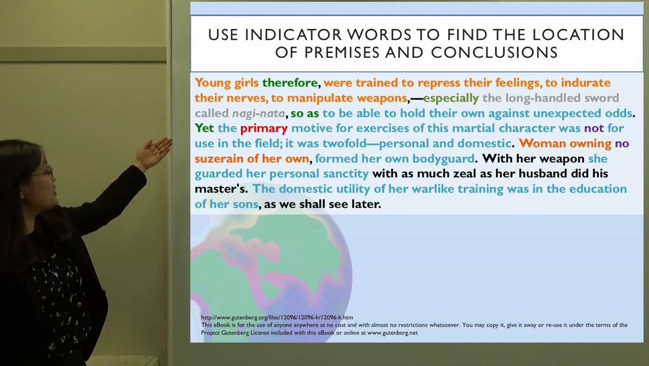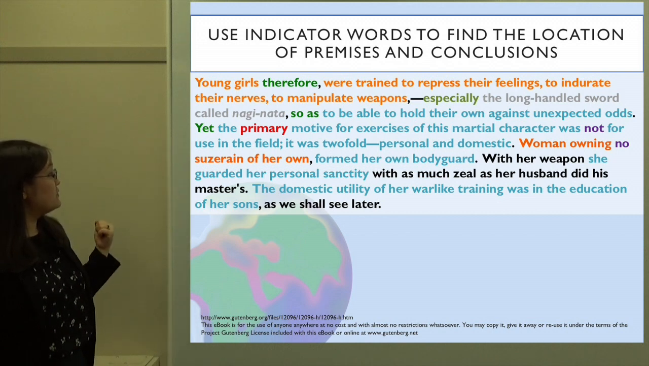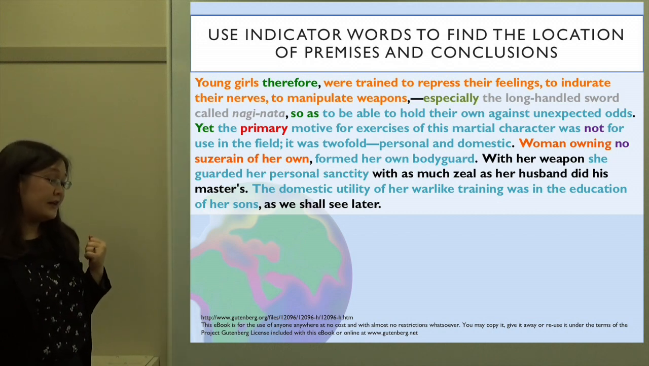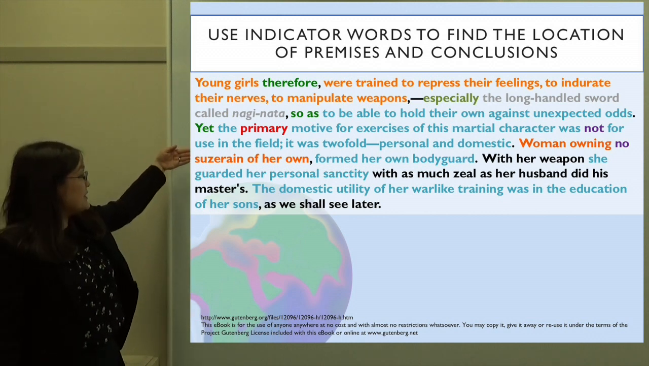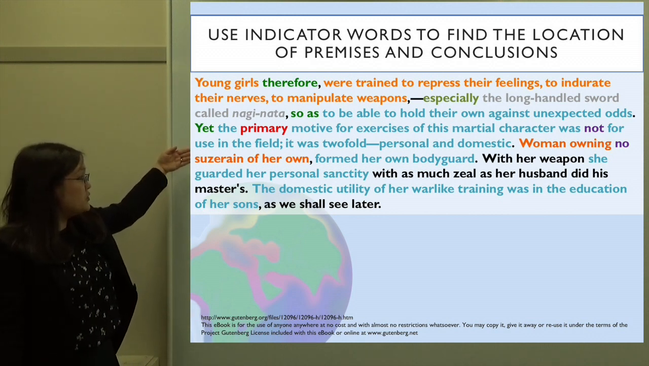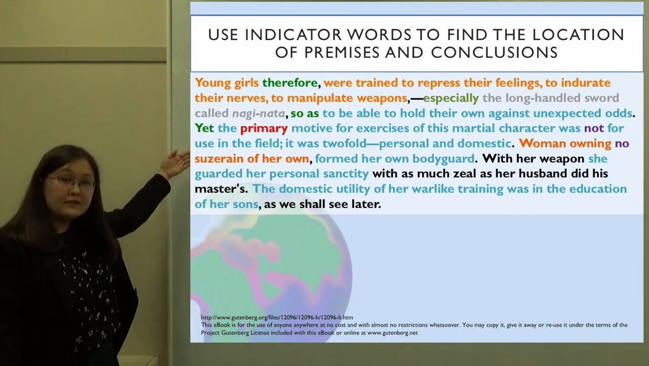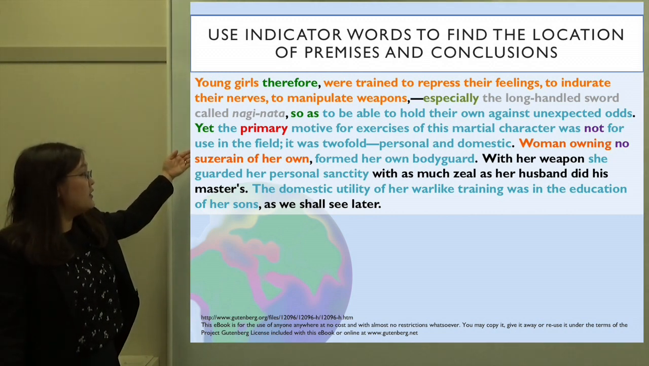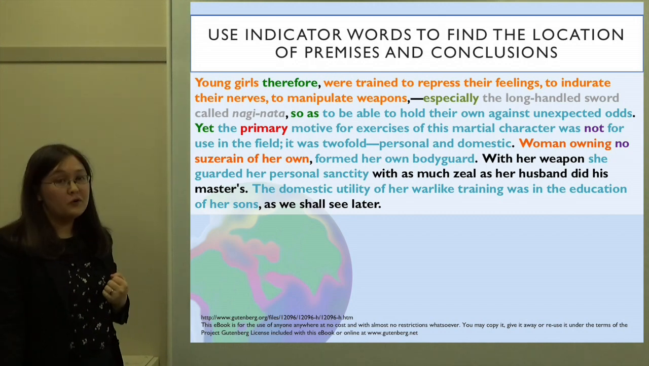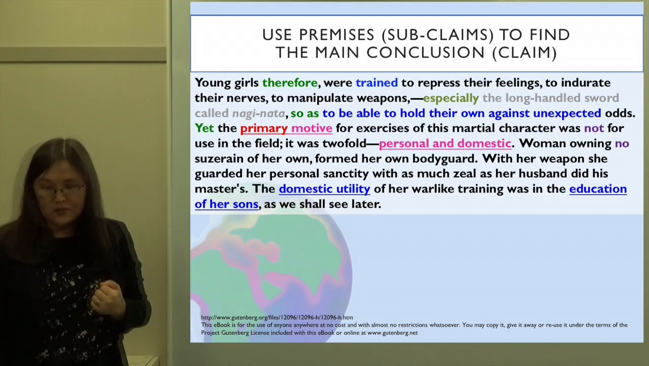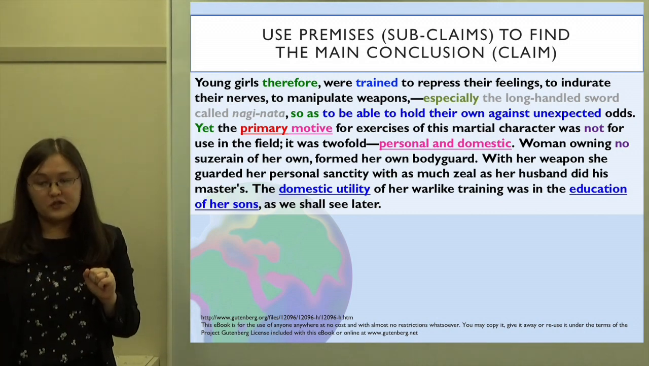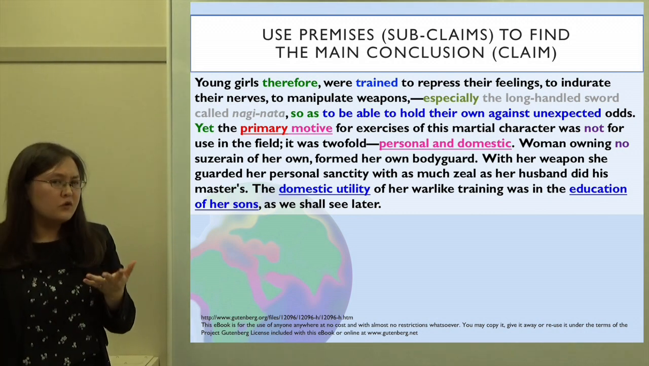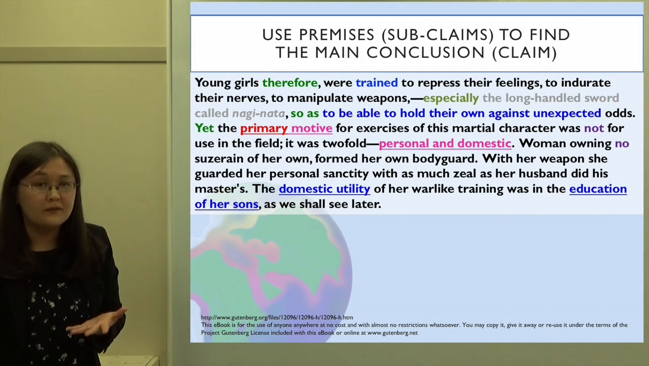And then we have another conclusion from yet. And this one has the word primary in it, so it's probably very important. Here we can see in orange, woman owning no suzerain of her own. So this is a reason, an argument, and blue, formed her own bodyguard, is the conclusion. After we separate the premises from the conclusions, then we can assess which is the most important one.